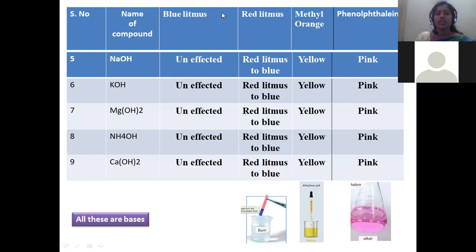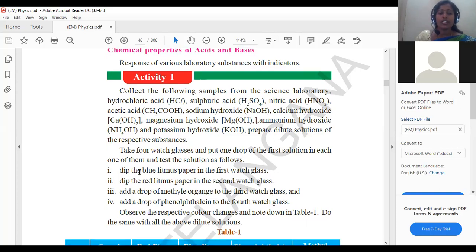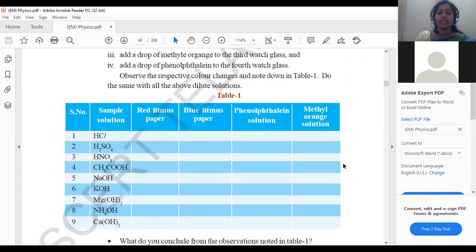Okay. So this is about the activity we performed for all these given compounds. The litmus test was conducted, the methyl orange test was conducted, and also the phenolphthalein test was conducted. Based on that, we have to fill up all these. We already made that chart paper, and the color change is also clearly mentioned.